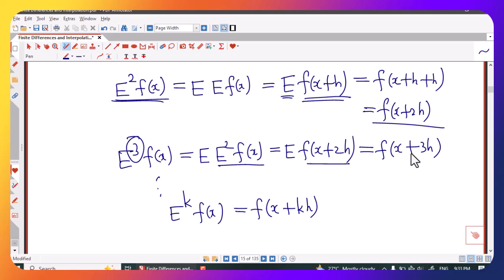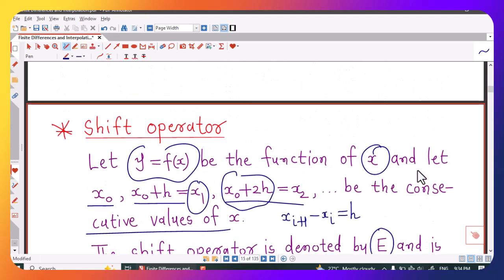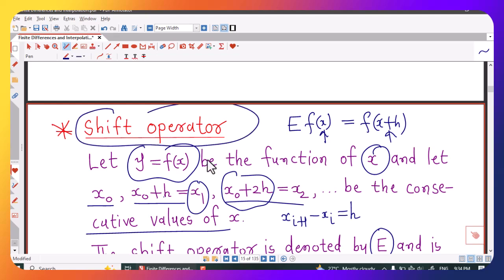If I have 3 here I have 3h. If I have second power, here I have f of x plus 2h. So in general, if I have kth power of shift operator and if I apply it to f(x), then here I will get f of x plus kh. We can take k equal to 1, 2, 3 and so on. So this operator capital E is shifting our function from f of x to f of x plus h. Here value of x is shifted to x plus h. Therefore this operator is known as shift operator.